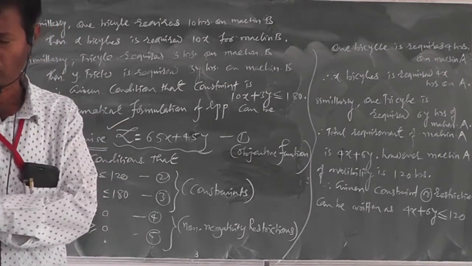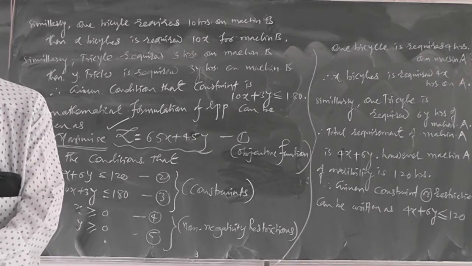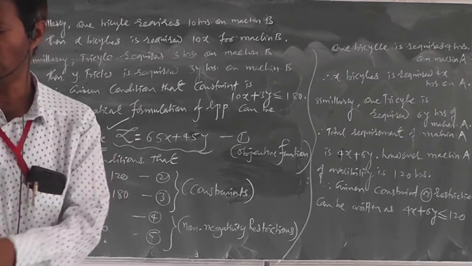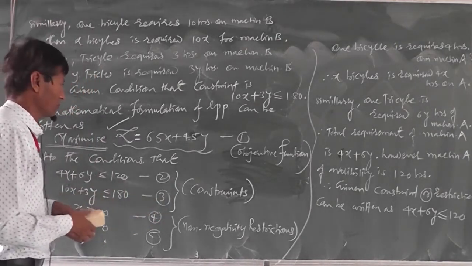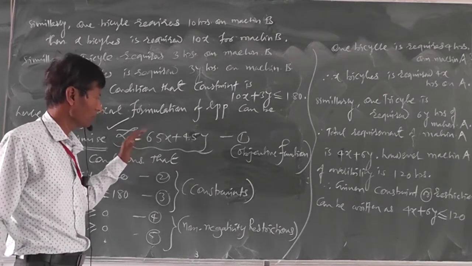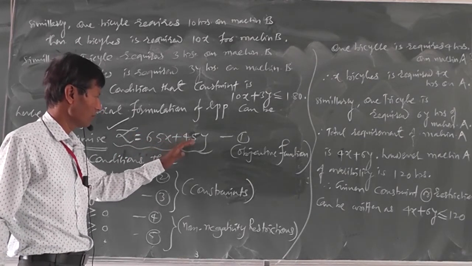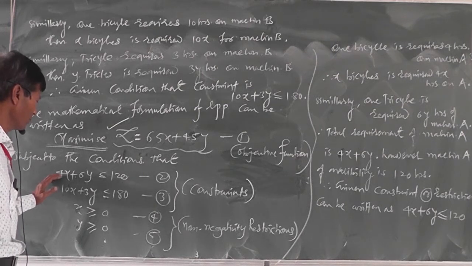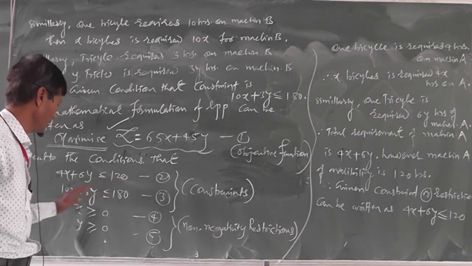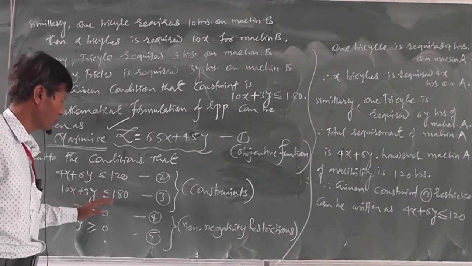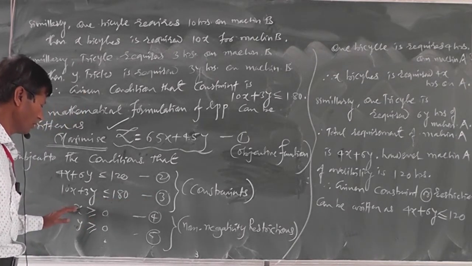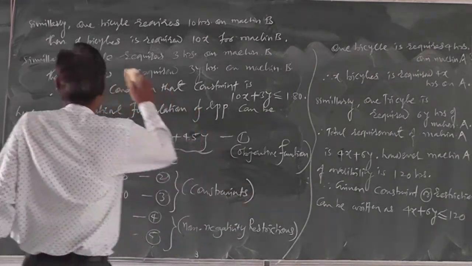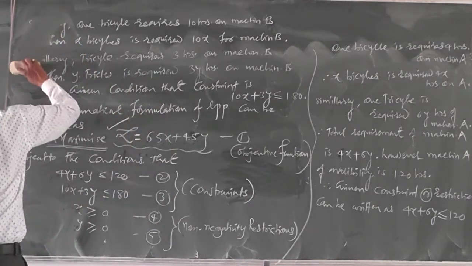Now, another example. We can see here, first Z means objective function, 65x, 65 rupees for bicycle and 45 rupees for tricycle. Here first constraint 4x plus 6y is less than or equal to 120. Second constraint 10x plus 3y is less than or equal to 180. Third equation x comma y is greater than or equal to 0 is 4 and 5 means non-negativity restrictions. So this method is formulation method. Now another example.